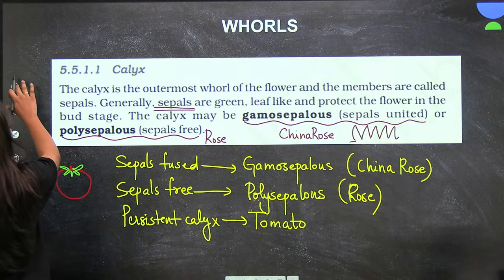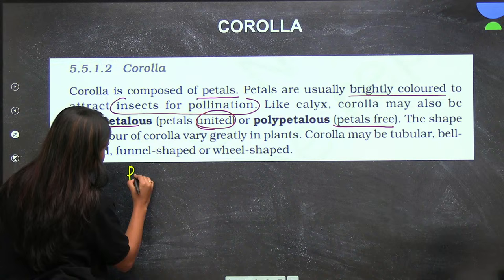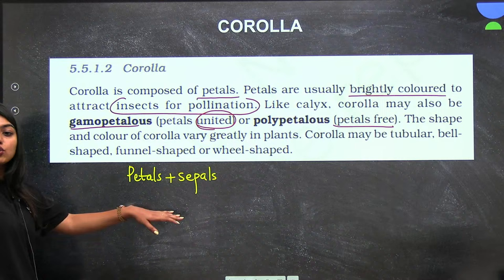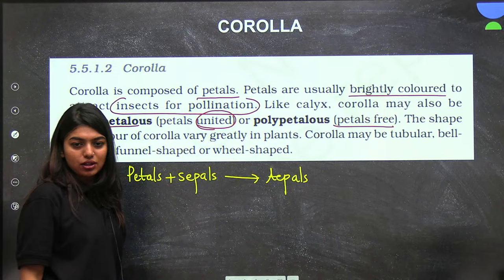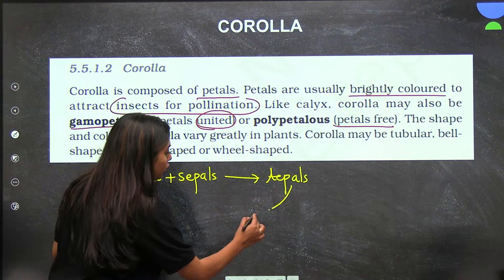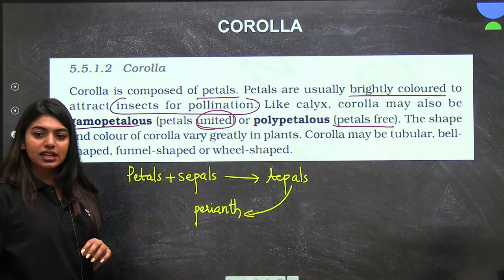Now here, students, gamopetalous, polypetalous, you studied. Very, very important. One more thing. When petals are fused with sepals, what is it called? It is called tepals. Clear to all of you? So, tepals are the single unit of a whorl called perianth. Perianth is the whorl, tepals are the single unit of it.